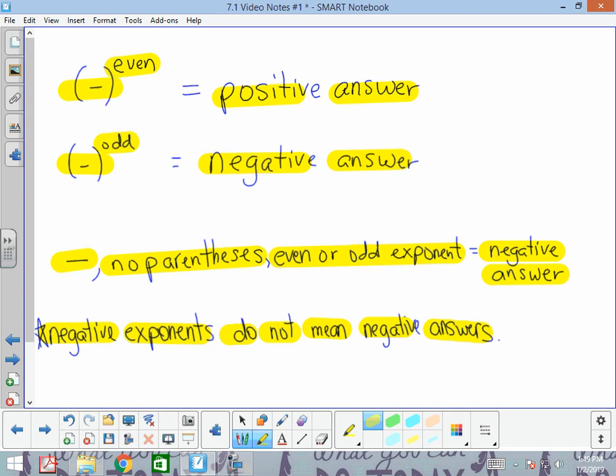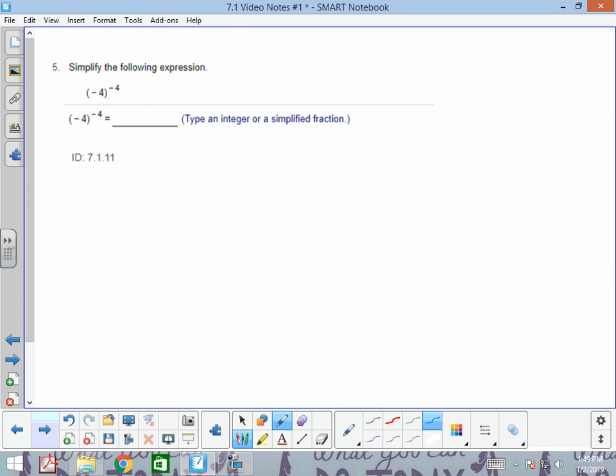All right, so let's look at number 5. If you need to pause the video and write all that down, that would be great. All right, number 5. So we have a negative exponent. So first I'm going to rewrite this over 1. Now when I switch places with the 1, only the exponent changes signs. Do not change the sign of the number inside the parentheses.